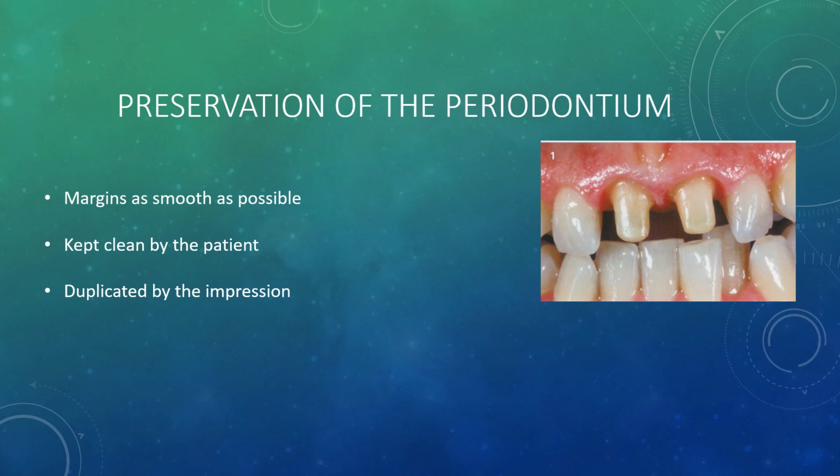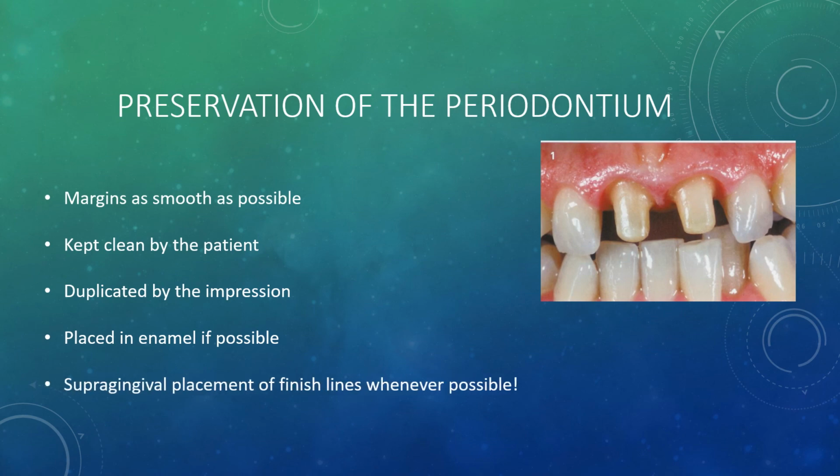Any of the things which have to be taken care of before prosthodontic treatment is the periodontium, which has to be taken care of. Placed in enamel if possible, guys, and supragingival placement of margin lines wherever possible.